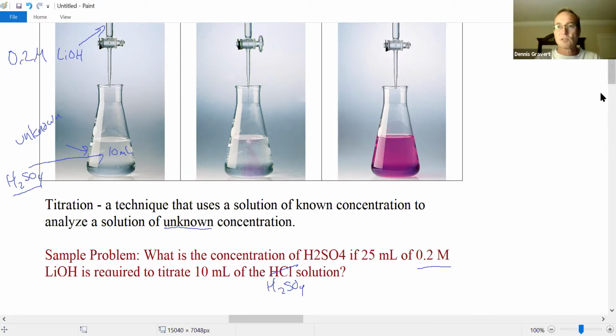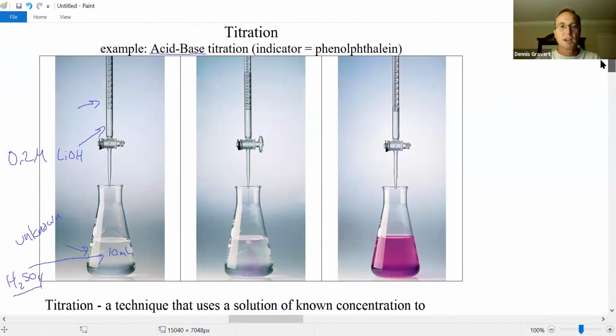All right, so let's look up here and see what's going on. So what's happening is you start down here with 10 milliliters of HCl, 10 milliliters of sulfuric acid, and it is okay to add more water to it. Water is not going to put in more acid, water is neutral. So sometimes it's nice to have a larger volume so you can just see what's happening. You have that sulfuric acid down here. We don't know how many moles of sulfuric acid, so we do a titration.